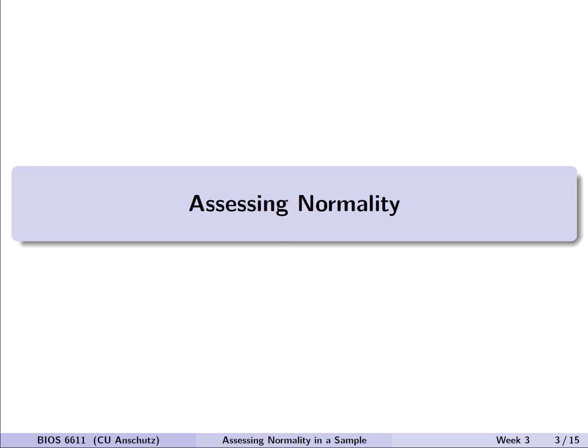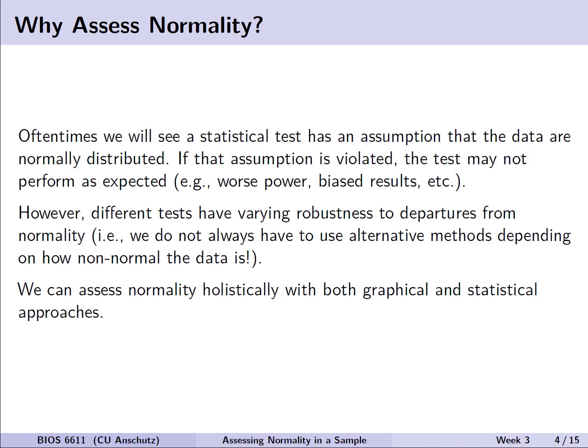So first, assessing normality. Why should we assess normality in the first place, especially if we finally made it to the good place? Well, oftentimes when we see some statistical tests, we'll note that there's an assumption that the data are normally distributed, either exactly or asymptotically so. If the assumption is violated, that test may not perform as we expect, and this could be in terms of having worse power than we might have imagined if we had perfectly normally distributed data. The results may be biased from what we expect, and so on.